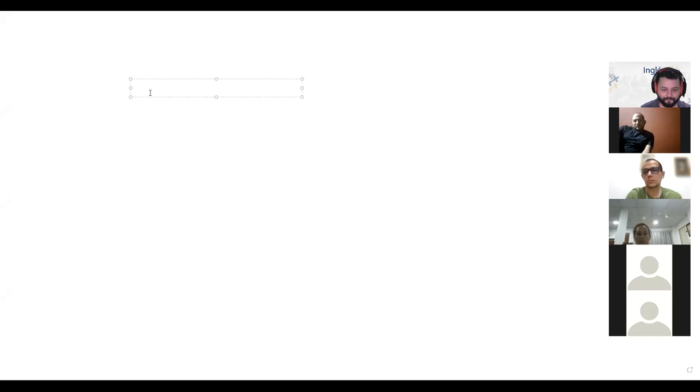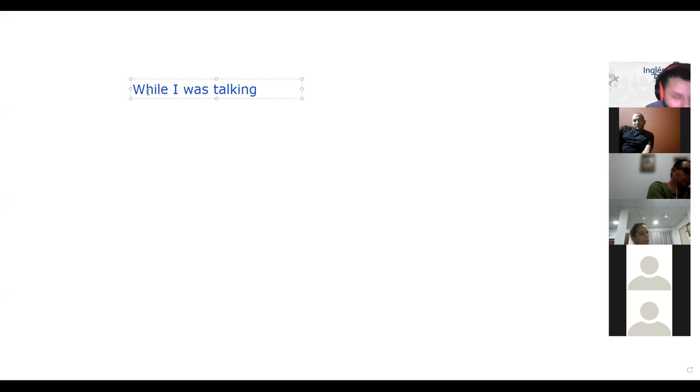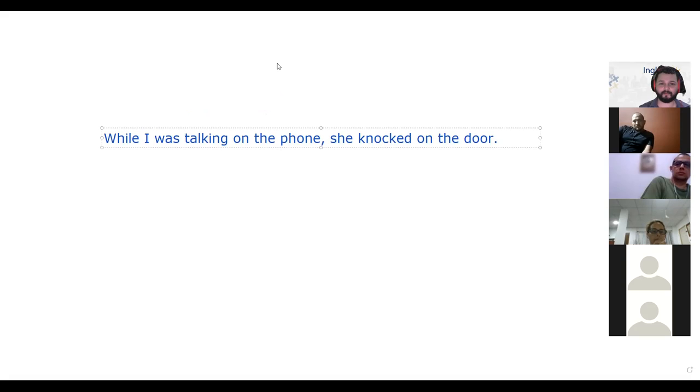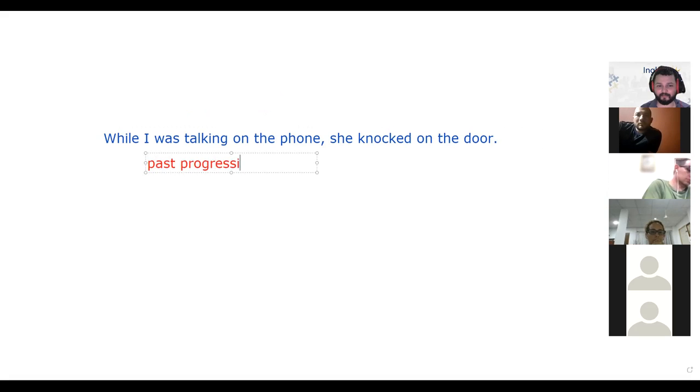Let's see. He said, while, let's use while, right? While I was talking, right? So remember that when we use while, guys, we use the ing form, right? We use past progressive. So while I was talking on the phone, you know, she knocked on the door, right? So this is combining, what tenses are we combining here? We're combining two tenses. This is what? Past progressive. And this is? Simple past, okay? Simple past.